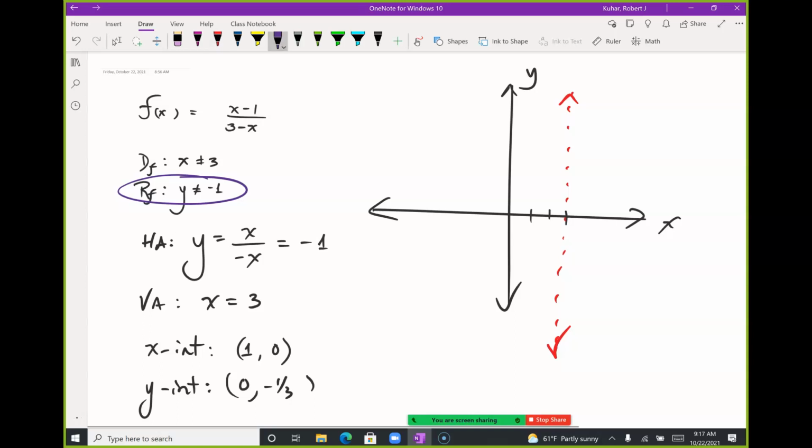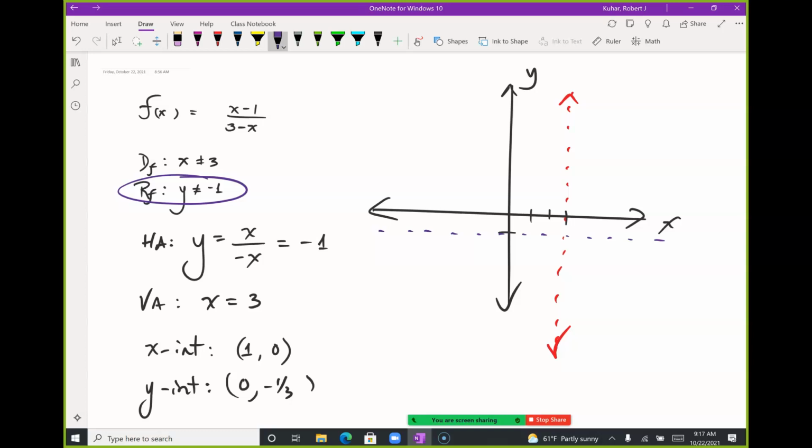Horizontal asymptote at positive 3. I think it's a -3. And then at -1, we've got our horizontal asymptote. It's almost like I've created a new origin, right? The new place where the axes cross here, and I've shifted it over. And so I have some points.